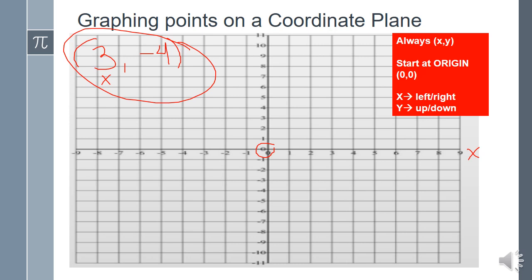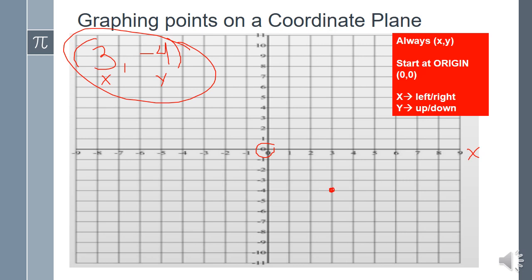So let's look at this. My x is a positive 3, so I always start at 0, the origin, and move 3 units to the right. So all I'm doing is going over to the 3. 1, 2, 3. I'm going to stop here and then just look at what is my y. My y is a negative 4. So the same thing, I'm going to go ahead and go down to negative 4, but 1, 2, 3, 4, and then my point is going to be here.